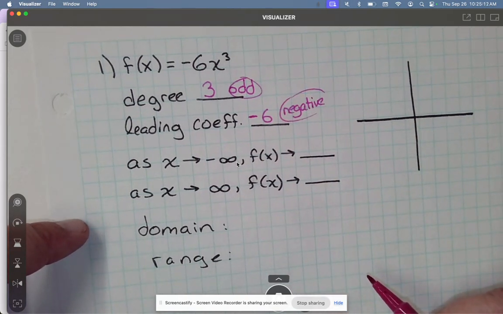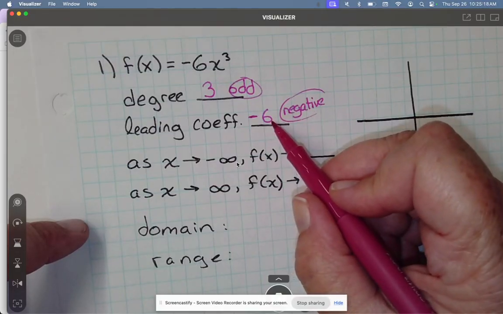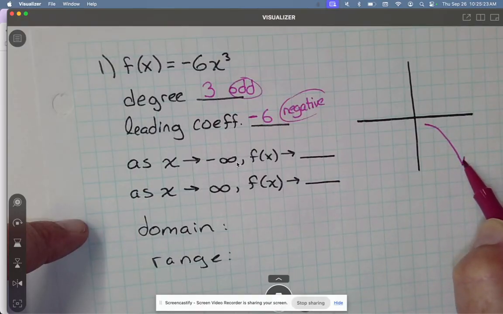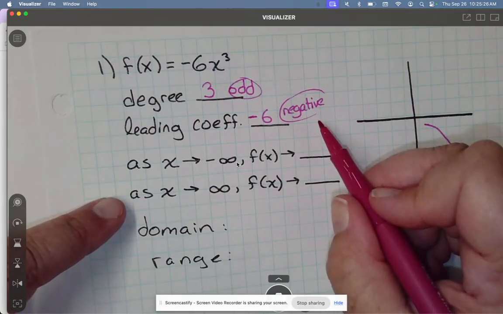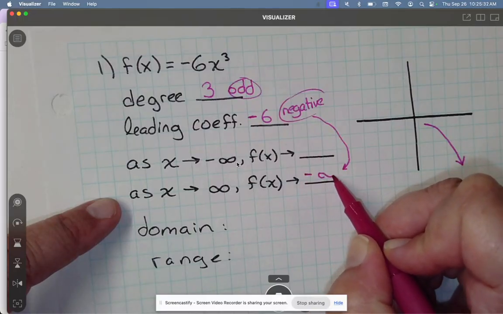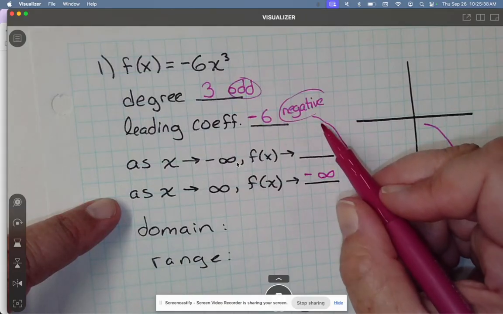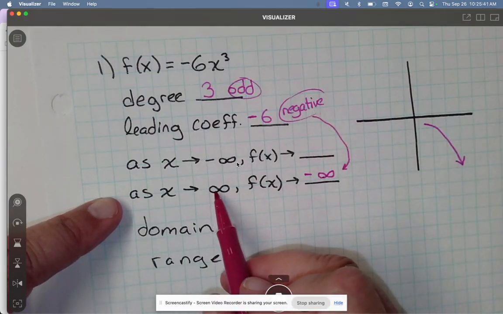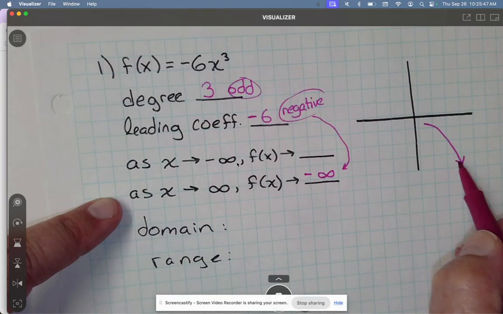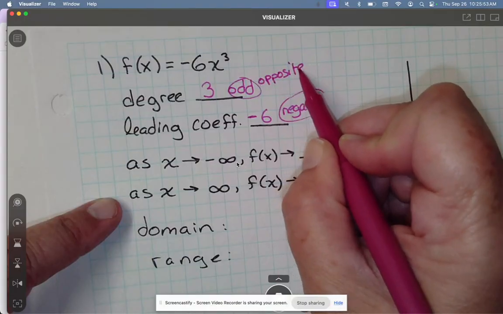So what we know about the leading coefficient is if the leading coefficient is negative, then that means this side of the graph, the right side of the graph, is going to go towards negative infinity. So that means this second answer is going to be negative infinity. This answer and this answer will always be the same. So since my leading coefficient is negative, that means on the right side, as x approaches infinity, the graph is approaching negative infinity. Now, because we have an odd degree, that means the ends of the graphs are opposite.